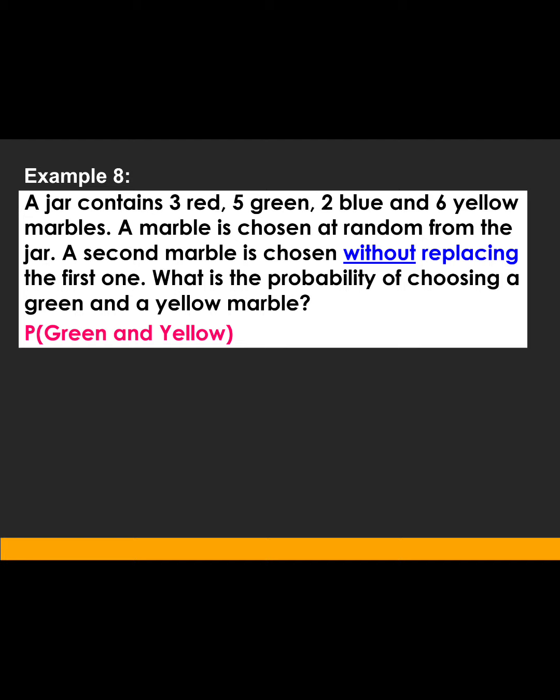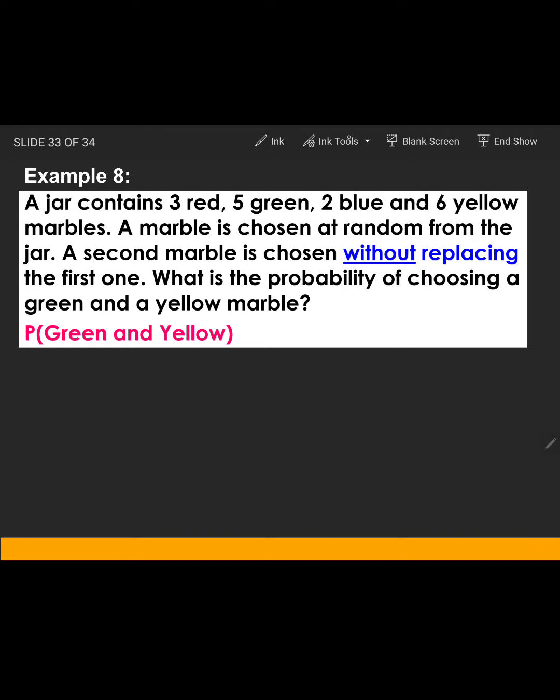هون بحكي لي a jar contains 3 red, 5 green, 2 blue and 6 yellow marbles. A marble is chosen at random from the jar. A second marble is chosen without replacing the first one. كلمة without replacing يعني ما راح أرجع الحجر. يعني إذا افترضنا أخذت الحجر من مكانه معناته that means that I'm not going to replace it. replace it معناته إنه ما راح أرجعه.